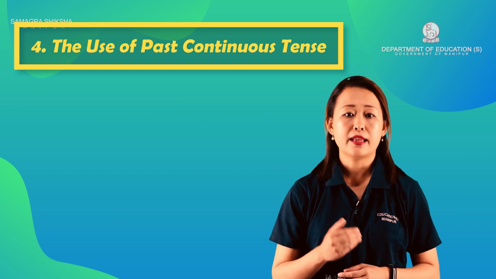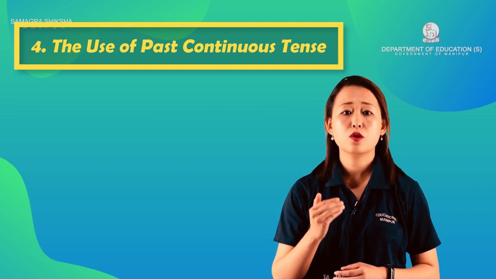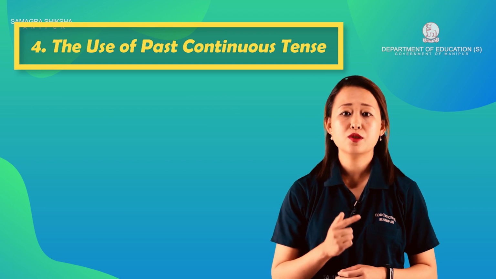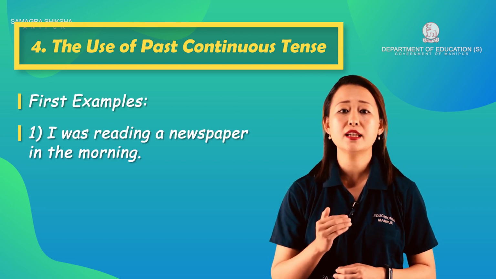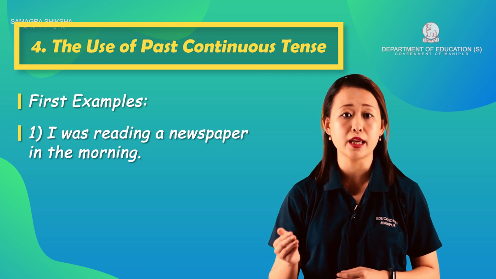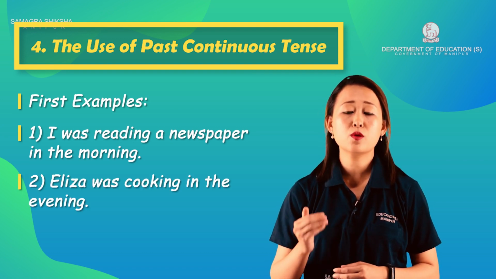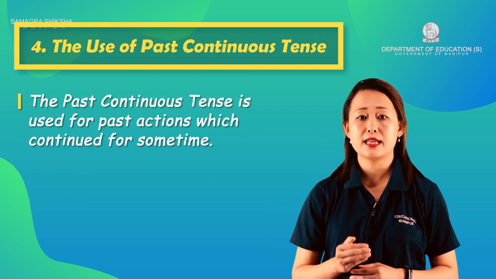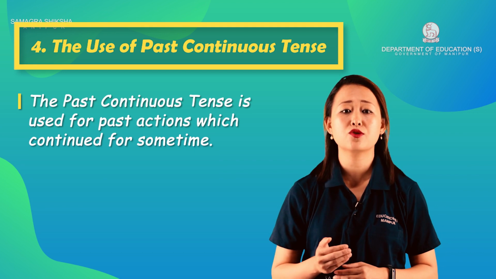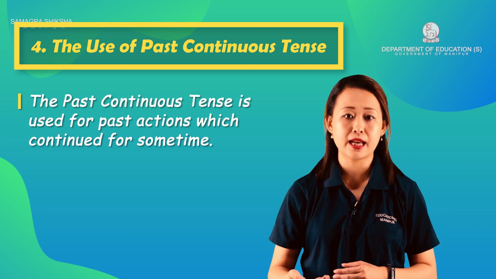Number 4, now the use of past continuous tense. The first one, let us look at the examples. I was reading newspaper in the morning. Eliza was cooking in the evening. Here, the past continuous tense is used for past actions which continued for some time.